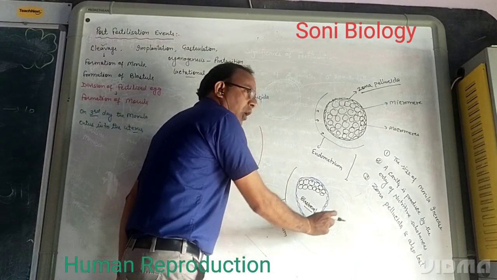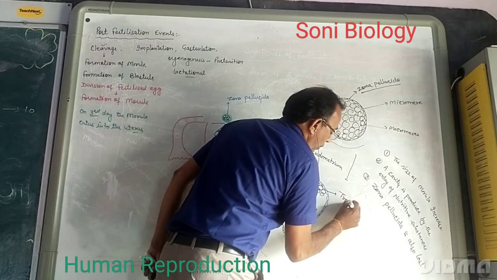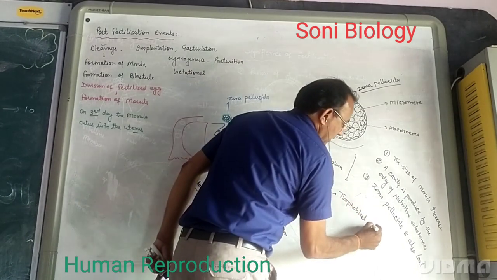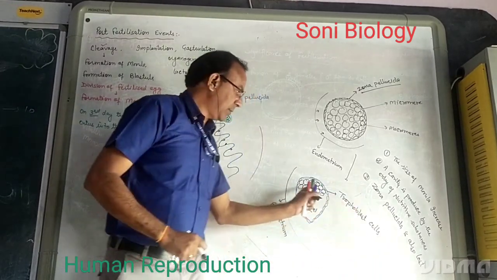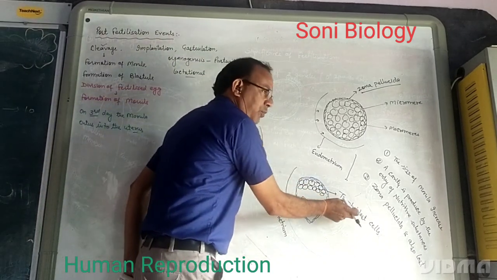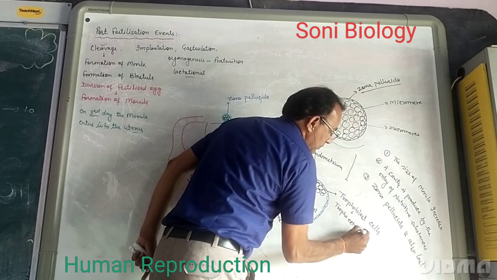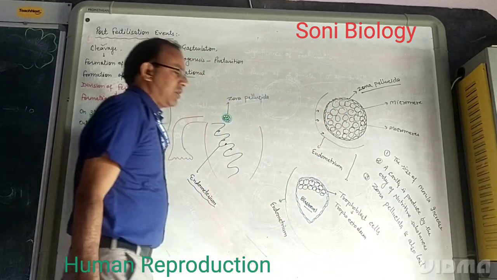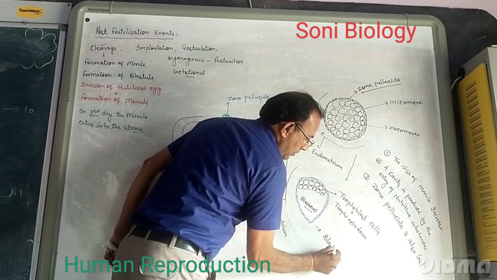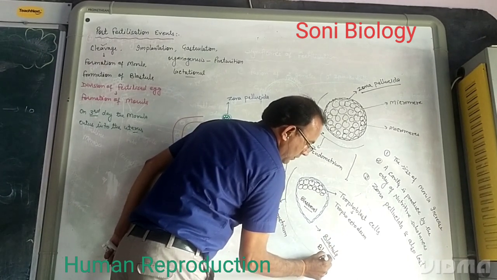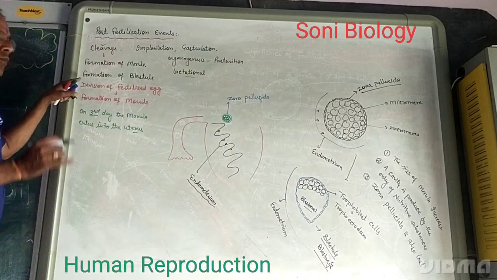The small cells which cover the outermost layer, those small cells called micromeres, are now known as trophoblast cells, because on losing of zona pellucida, the small cells take the outermost layer's part. That is called trophoblast cell. These are also called trophoectoderm. And this structure is called blastula, or we can say blastocyst. Second phase is formation of blastula.